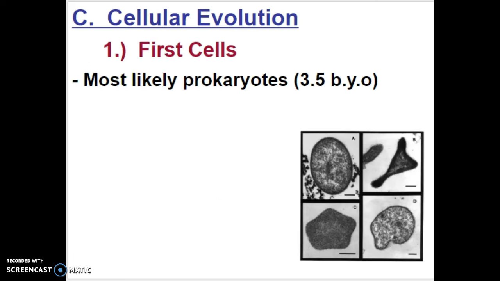More than likely, the first cells on the planet were prokaryotes, bacteria. The oldest prokaryotes, fossilized, that we have found are about 3.5 billion years old. It makes sense logically to have a prokaryotic cell come first because remember, prokaryotes lack a nucleus and a lot of major organelles. So it makes sense to start simple and then kind of upgrade and become more complex as time goes on.